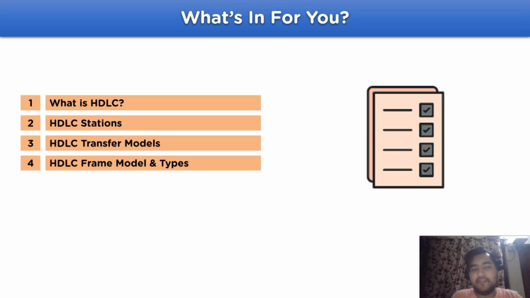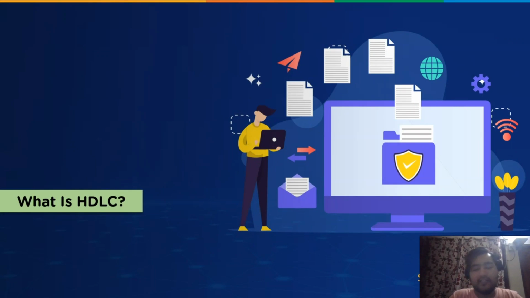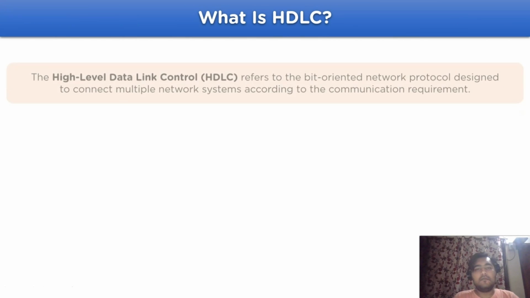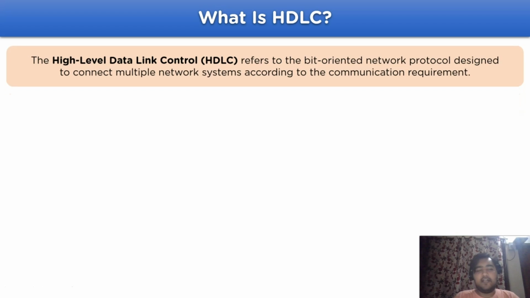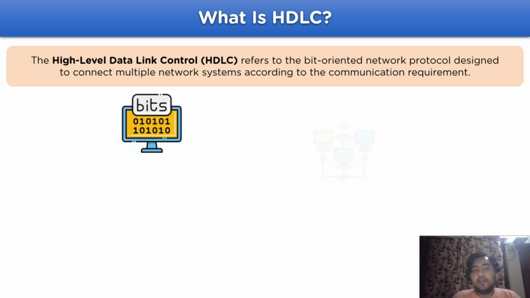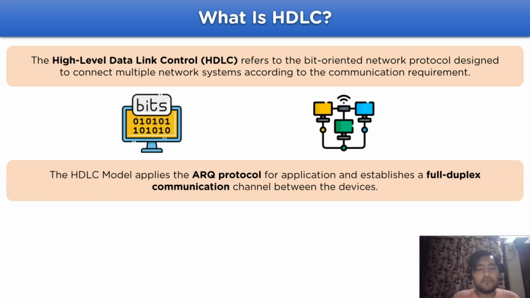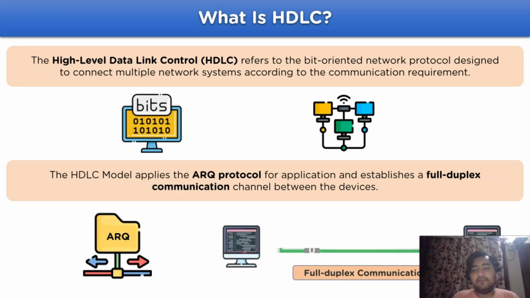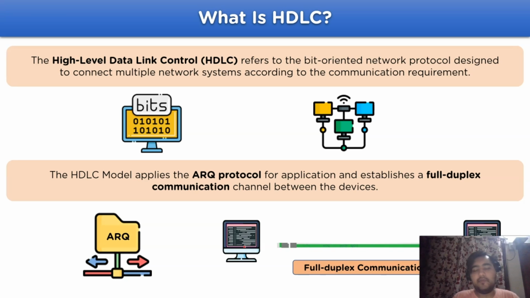Now let's move on to the first heading, that is, what is HDLC? Let's take a look. HDLC stands for High Level Data Link Control, and refers to the bit-oriented network protocol designed to connect multiple network systems according to the communication requirement. The HDLC model applies the ARQ protocol for application and establishes a full duplex communication channel between the network devices.